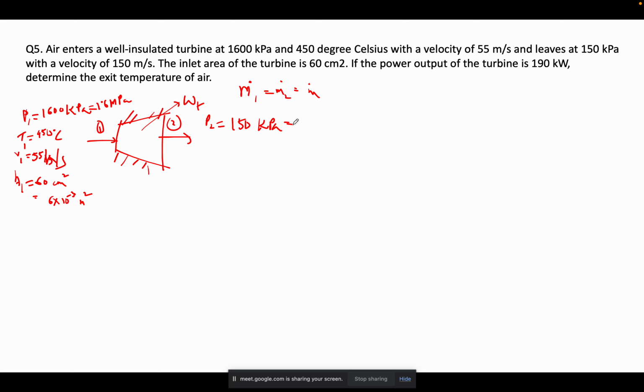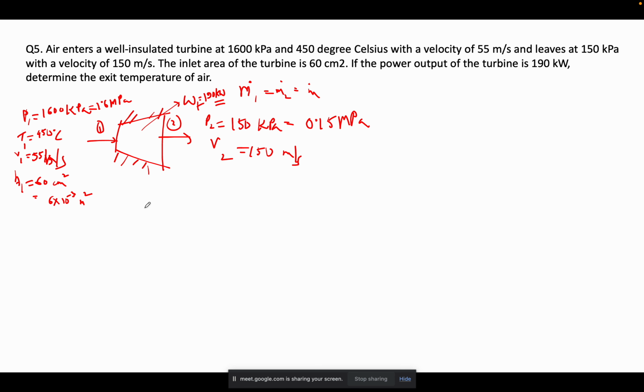which is basically your 0.15 megapascal. Okay, and then V2 is given to you as 150 meters per second. So you have to determine the exit temperature, and WT is given to you as 190 kilowatt.